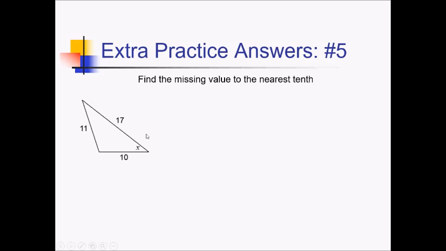On this problem, I want this missing angle. Since I don't have a right triangle, but I do have a side situation where I know all three sides, I'll use the law of cosines, the one that begins with cosine of c equals a squared plus b squared minus c squared all over 2ab.